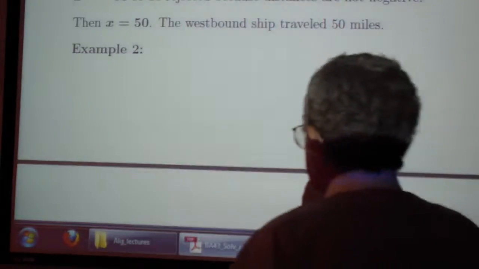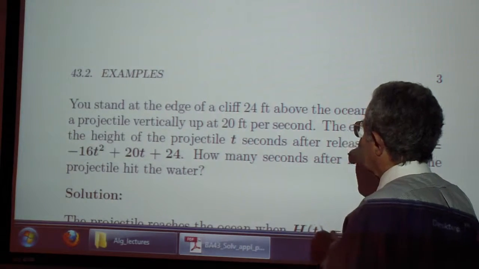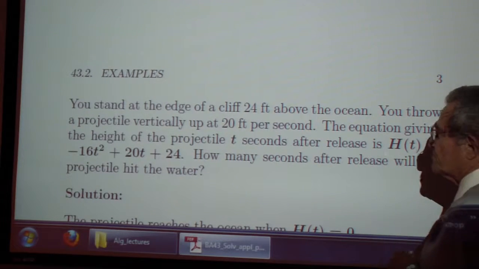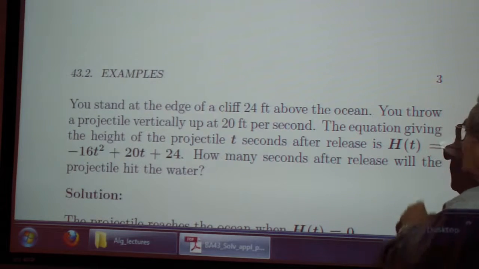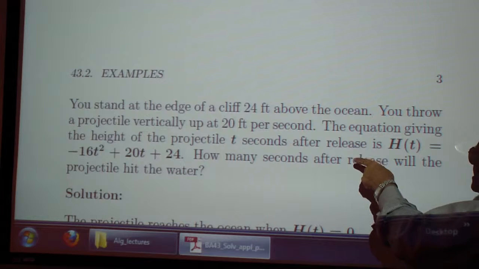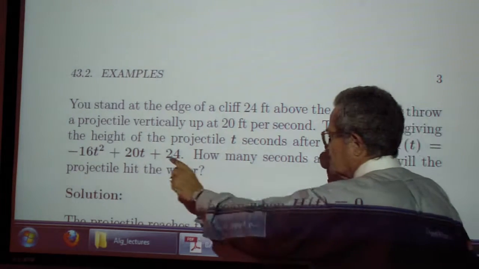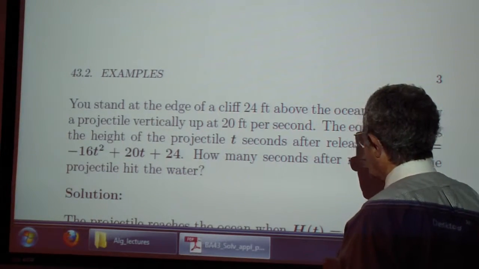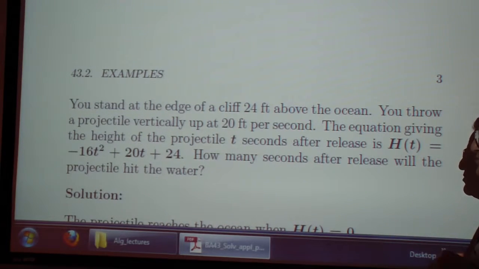Example 2. You stand at the edge of a cliff 24 feet above the ocean. You throw a projectile vertically up at 20 feet per second. The equation giving the height of the projectile t seconds after the projectile is released is h of t equals negative 16t squared plus 20t plus 24. How many seconds after release will the projectile hit the water?